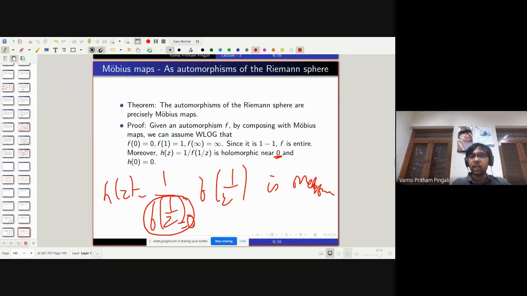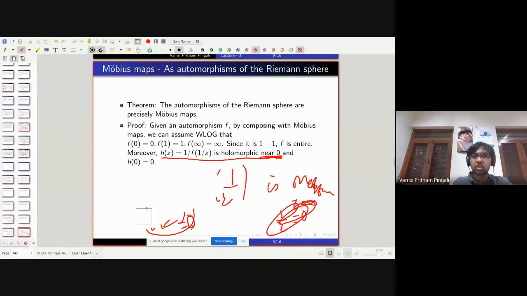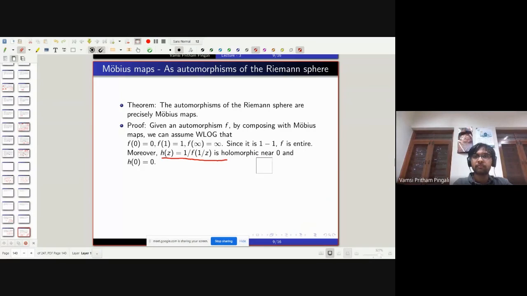But when can this become 0? This will become 0 only when 1 by z is 0, in other words, z is infinity. In other words, this function is holomorphic near 0 and h of 0 is 0. In fact, this function is entire.